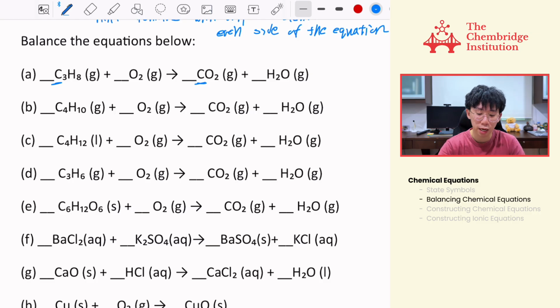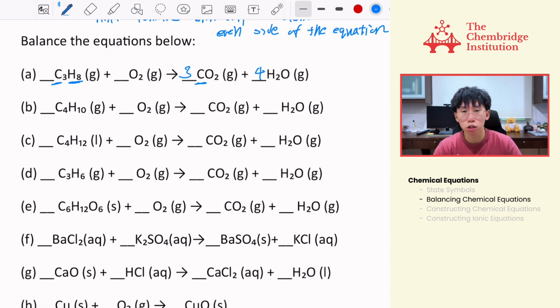If there are 3 carbons on the left, there are 3 carbons on the right, so you have to put a 3 over here. So it's 3 CO2 plus, if you look at hydrogens, there are 8 hydrogens on the left, so there must be 8 hydrogens on the right. You need to put a 4 over here to balance the number of hydrogens. Once you've done that, you can balance the other elements as well.